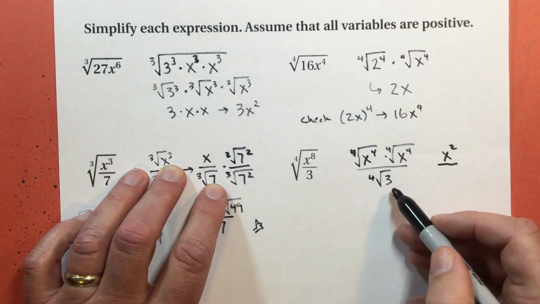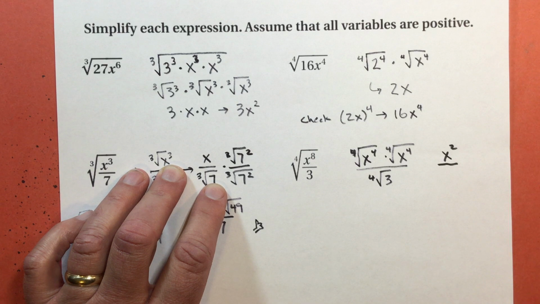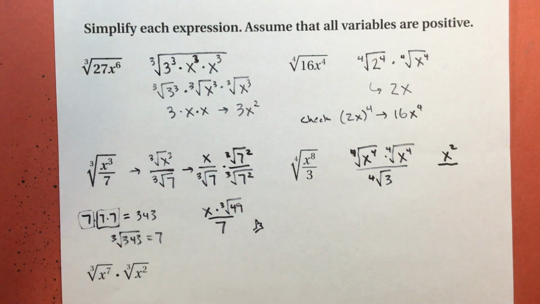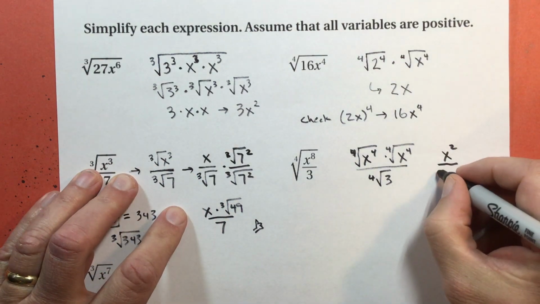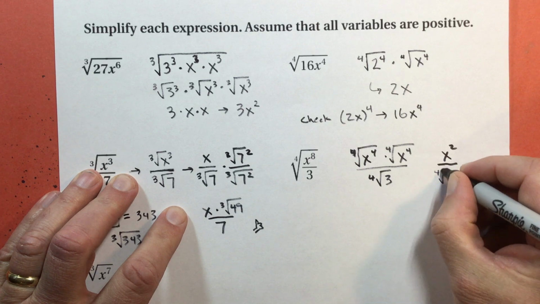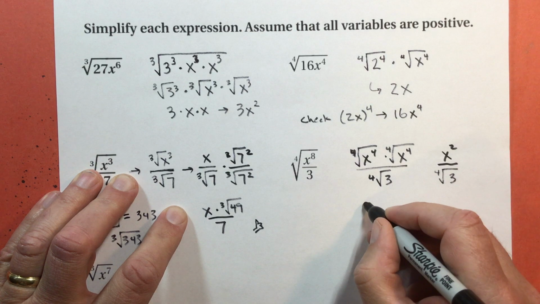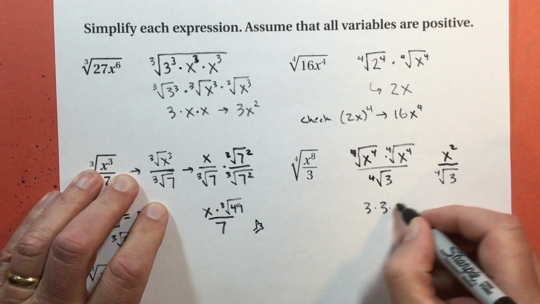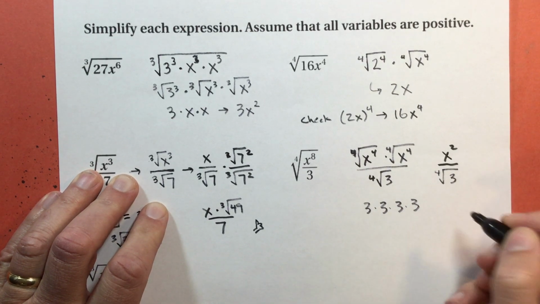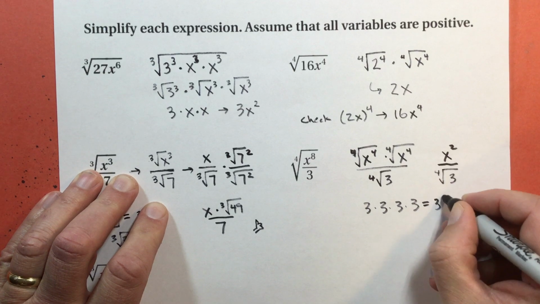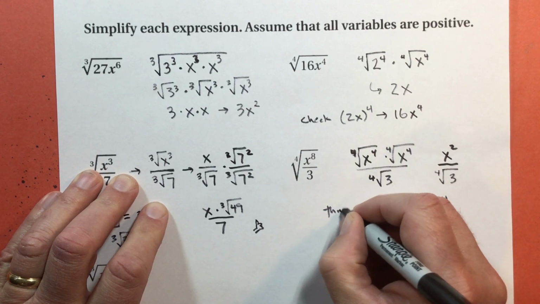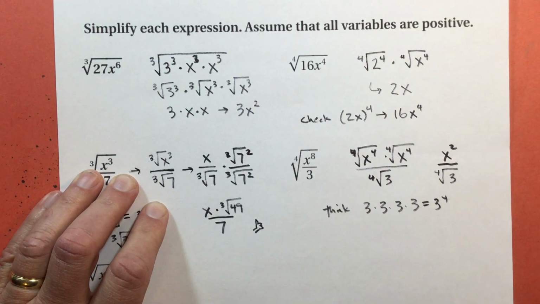Now the 4th root of 3 is asking what number times itself again, times itself again, 4 of them, equals 3. Again, it's irrational. All right, so I have to do something with it. I have so far the 4th root of 3. And if I think of this, I think 3 times 3 times 3 times 3. That's going to give me 3 to the 4th power. This is just what I'm thinking, so you can see what I'm thinking.